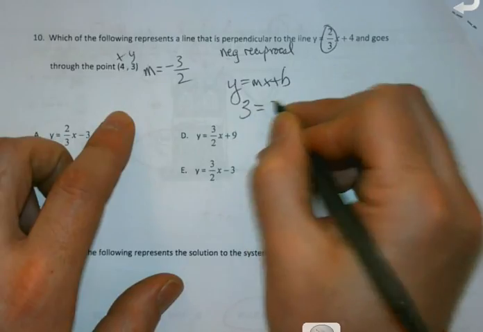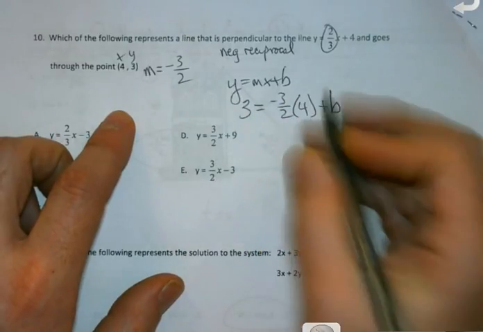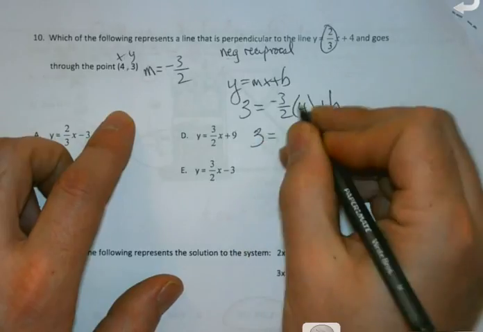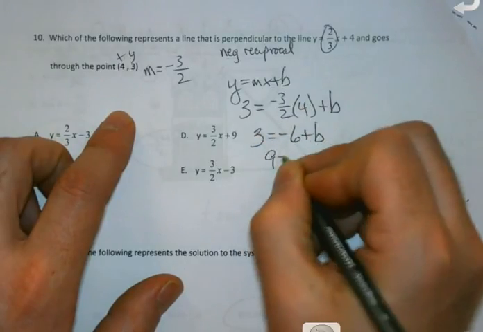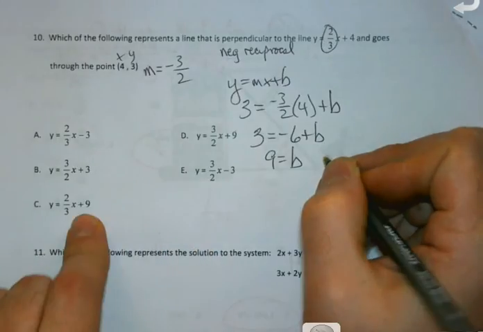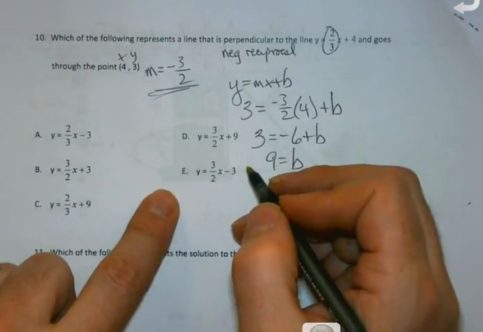Y equals mx plus b. Negative 12 over 2, add 6. Okay, there's a 9, but my slope is negative 3/2.